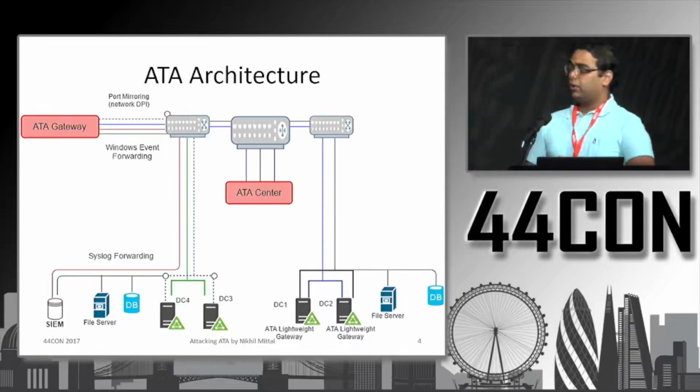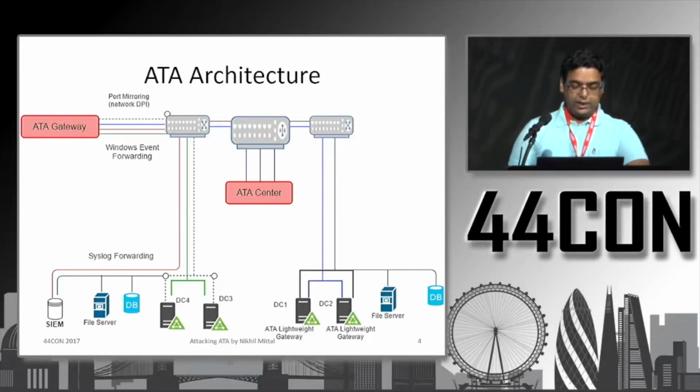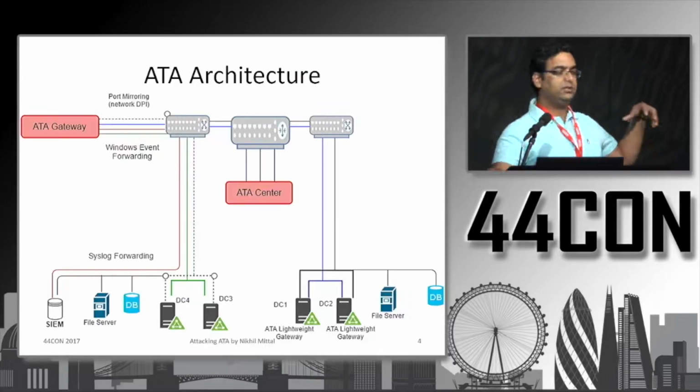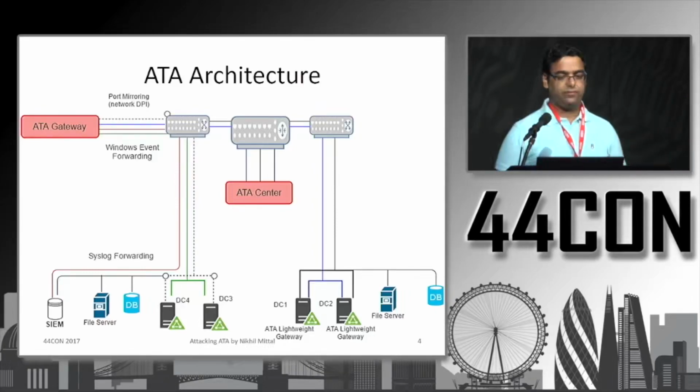So this is ATA's basic architecture, a diagram which has been created from the one which you can find in the docs directory, which is a bit better than this. So this is the ATA gateway. This is the component which you can either, in case of small installations, install on your own domain controller, or it is a separate box which looks at the traffic and all. And then everything is sent to ATA center. It is at this place where user or machine profiles are stored.